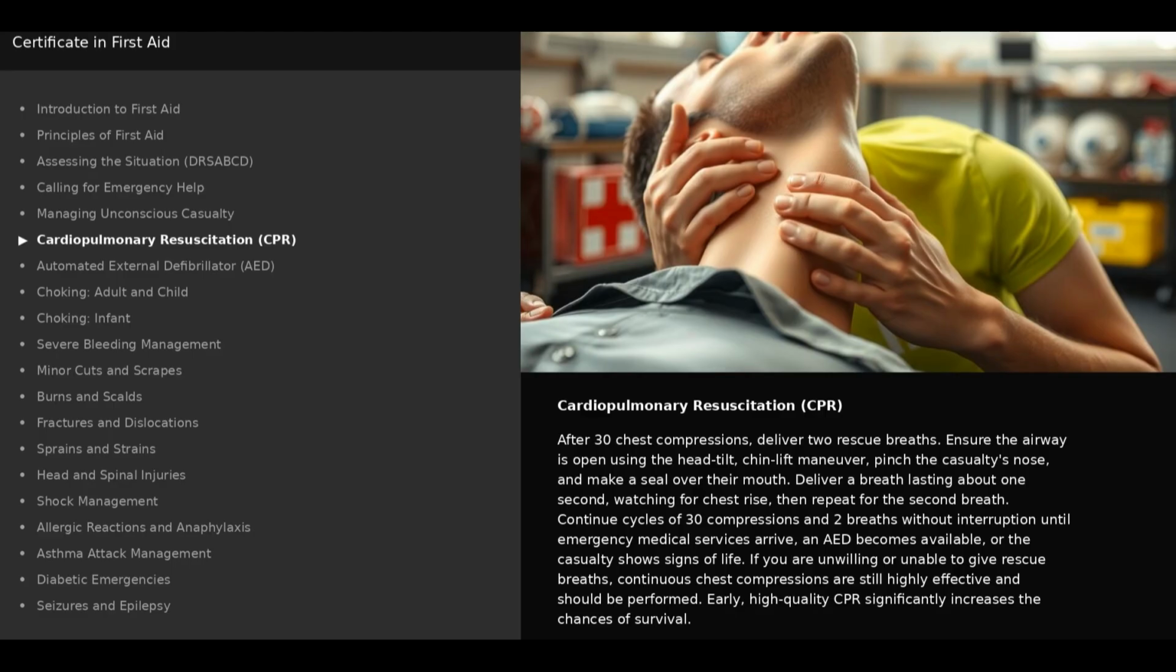Continue cycles of 30 compressions and 2 breaths without interruption until emergency medical services arrive, an AED becomes available, or the casualty shows signs of life. If you are unwilling or unable to give rescue breaths, continuous chest compressions are still highly effective and should be performed. Early, high-quality CPR significantly increases the chances of survival.